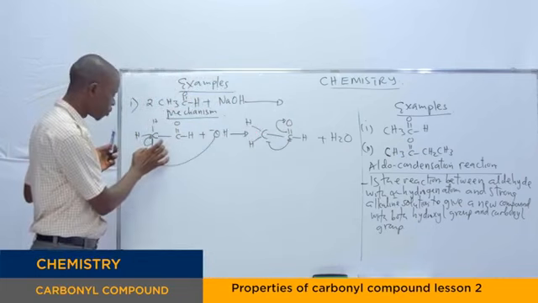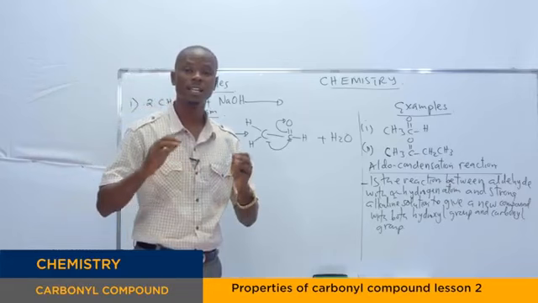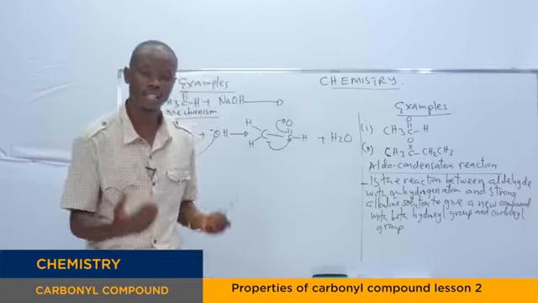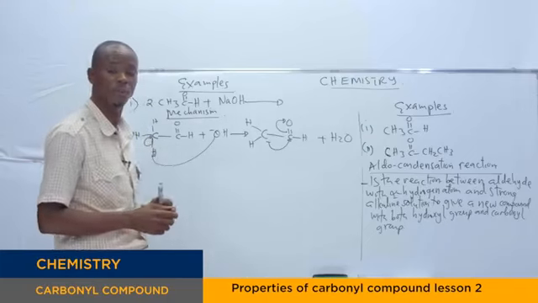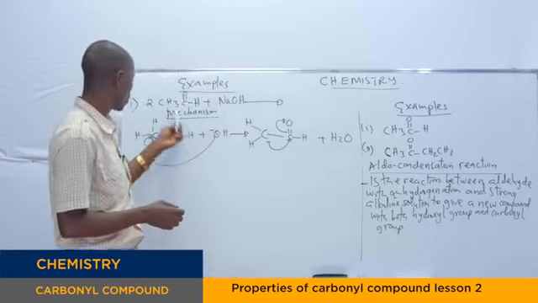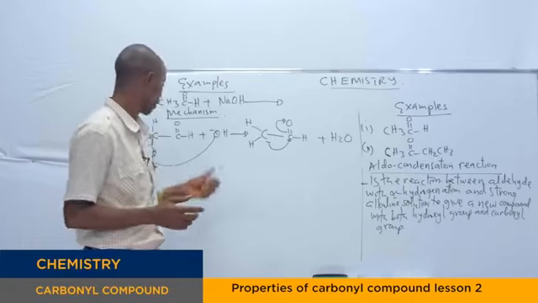Now, this proton is released. And here comes a point to explain that carbonyl compounds are acidic in nature. What explains the acidic nature of carbonyl compounds is the ability of donating a proton. Now how? The carbonyl group is a strongly electron withdrawing group.